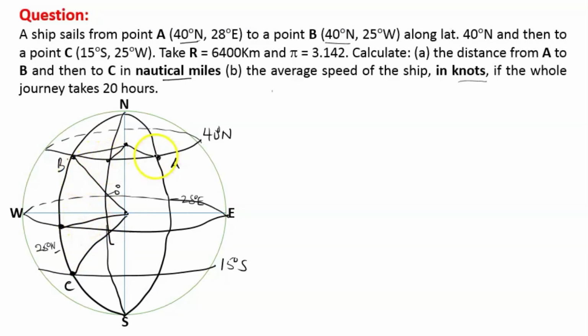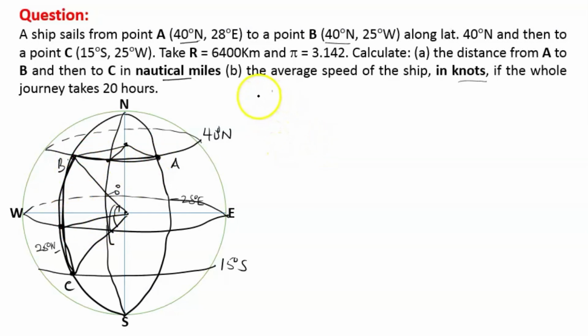So we are seeing very clearly from the picture that the distance from A to B is along the small circle, while the distance from B to C is along this great circle, this meridian. So the formula we are going to use to calculate the distances is not going to be the same, because one is along a small circle, another one is along the great circle. All right. So very quickly, what do we do?